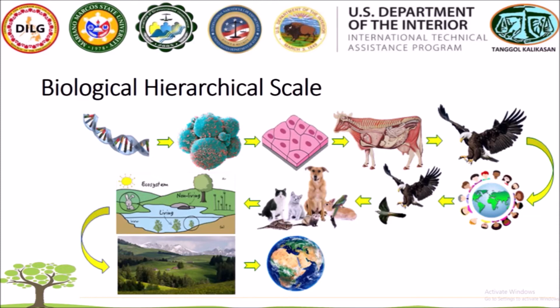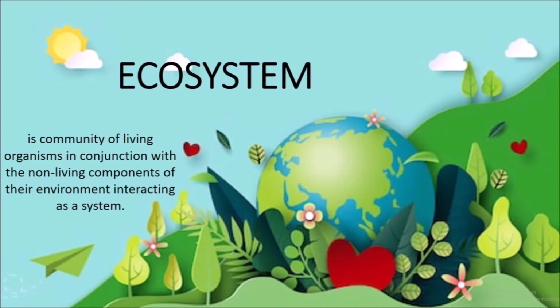Eleventh, biosphere. The biosphere is made up of the parts of the earth where life exists. The next topic is all about the ecosystem. Just like what I have said earlier, an ecosystem is a community of living organisms in conjunction with the non-living components of their environment, interacting as a system. These living and non-living components are linked together through nutrient cycles and energy flows.